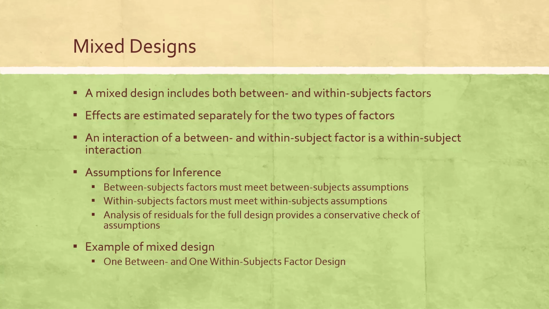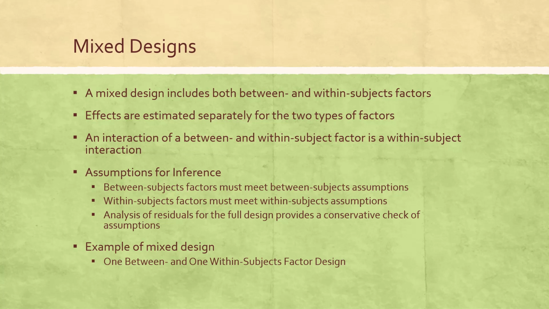An interaction of a between and within subject factor is a within subject interaction. So let's think about that a moment. What does it mean to be a between subjects factor? Well, it means that the individuals in each of the levels of the factor are uncorrelated or independent of the other levels of the factor. The levels of the factor are not correlated with each other. On the other hand, a within subjects factor is a factor in which the levels are correlated with each other because the same individuals are in each of the levels of the factor.